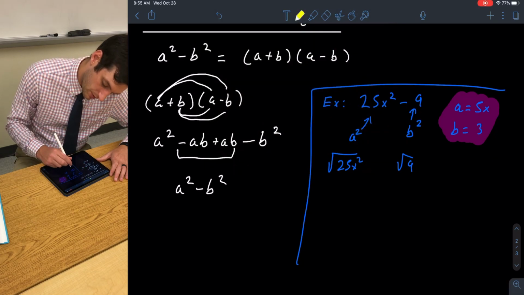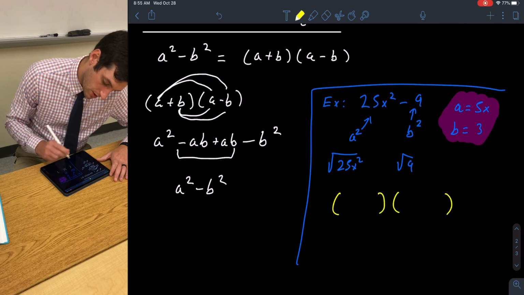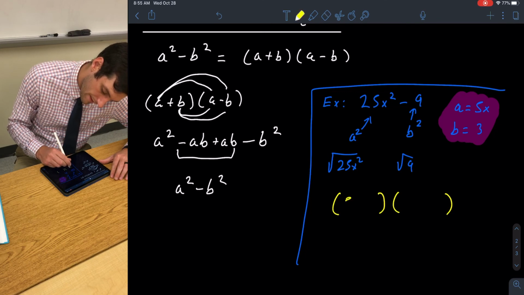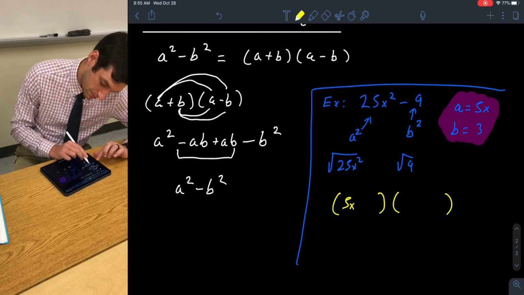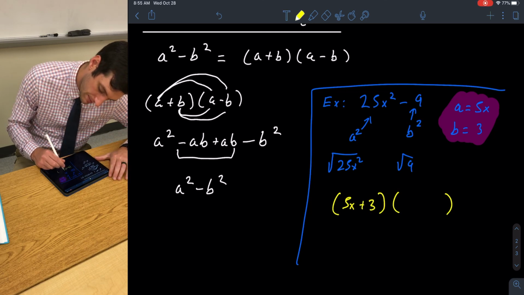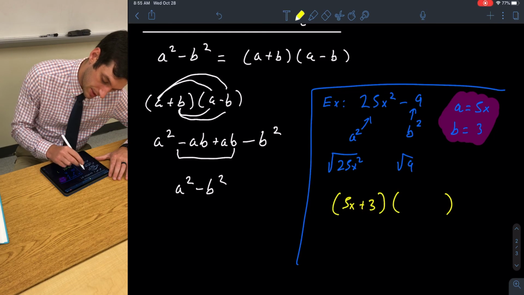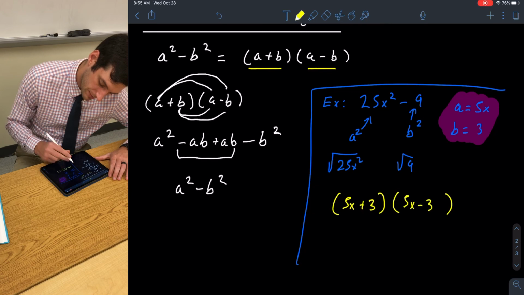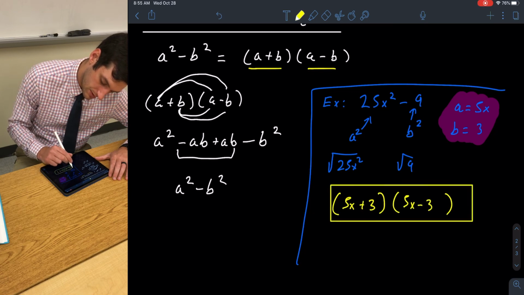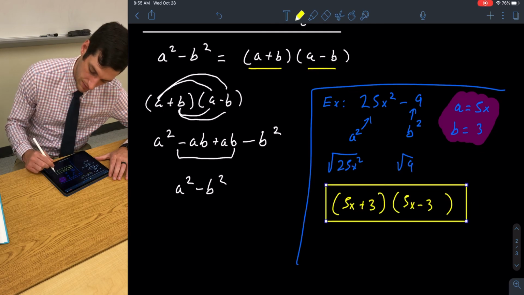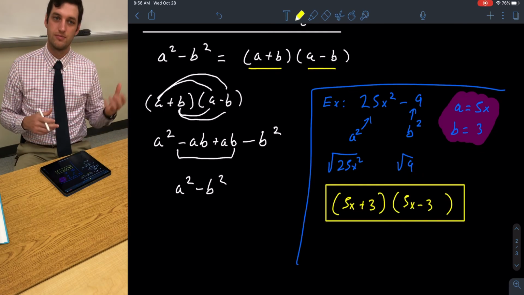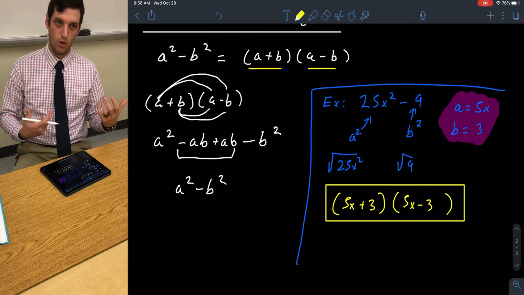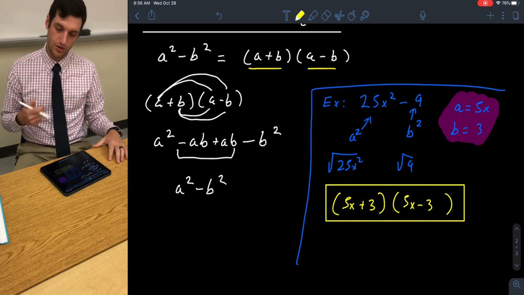All right, so now whenever we actually fill out our answer, it's a plus b, so 5x plus b, and b happens to be 3, so plus 3. And over here, it'll be a minus b, so we have 5x minus 3, and there is your answer. So this is a difference of squares answer. If you have this number minus this number and these two numbers are square rootable, that means that you can write it out as a difference of squares.